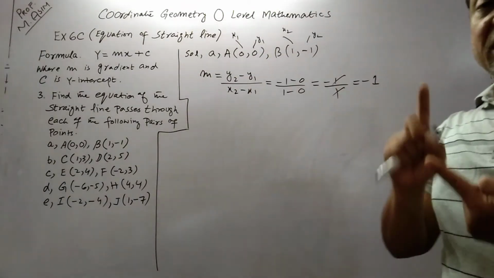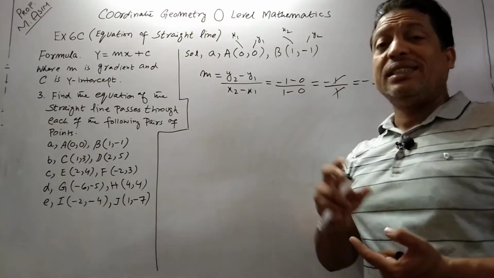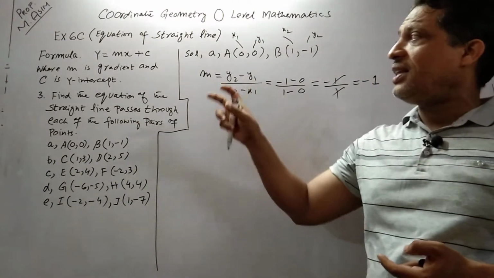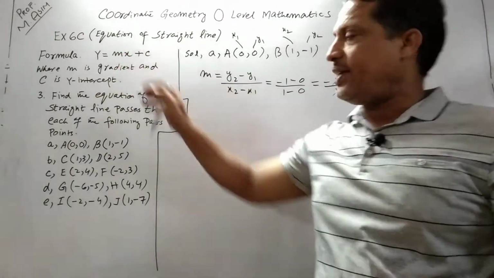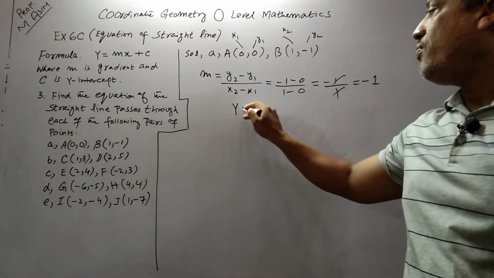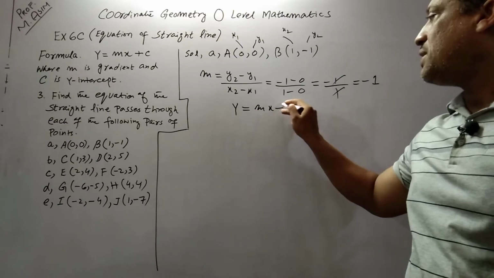Now the first step is to find the gradient. The second step is to write the general formula of a straight line. What is the formula of a straight line? y equals mx plus c.